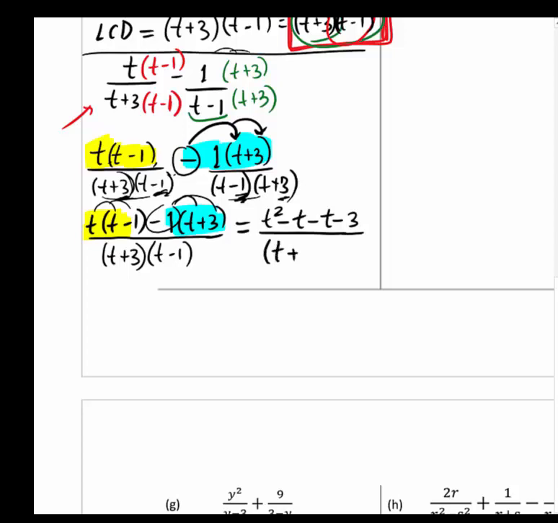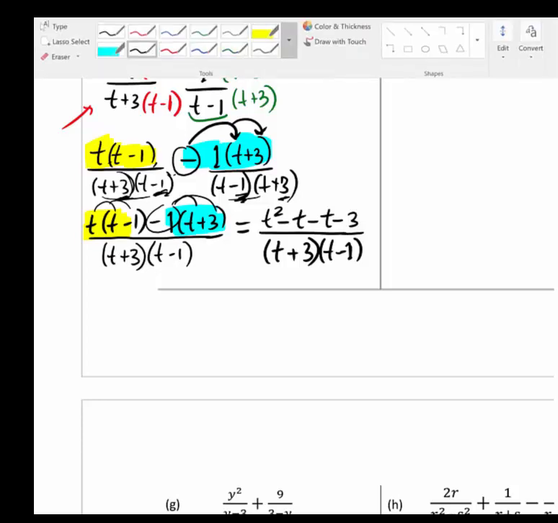So keep in mind, once your denominator is the common denominator, I would not multiply that out. Don't go t plus 3 times t minus 1 and FOIL it all out. Because in the end, when we simplify this, we're trying to reduce. And when we try to reduce, we're going to have to refactor anyway. There's really no need to multiply the denominator out. I'm just going to leave it exactly the same. It doesn't help you to multiply it out. In fact, it hurts you because later on when you reduce, you're going to have to factor it out again anyway.